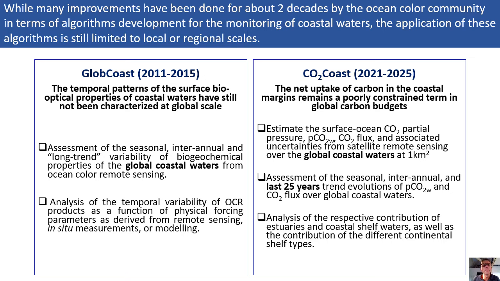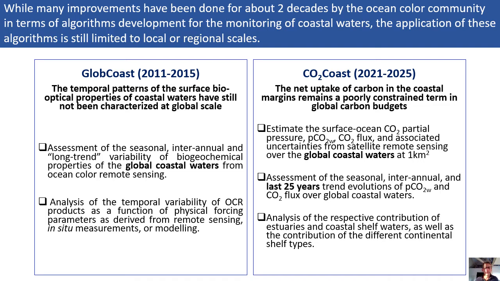While many improvements have been made for about 2 decades by the ocean color community in terms of algorithm development for the monitoring of coastal waters, the application of these algorithms is still limited to local or regional scales. The common feature of the GlobCoast and CO2 Coast projects is that they both deal with coastal waters at global scale. Two different statements have motivated the development of these projects.